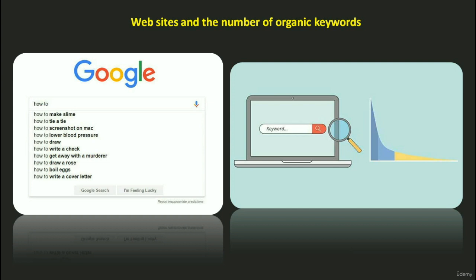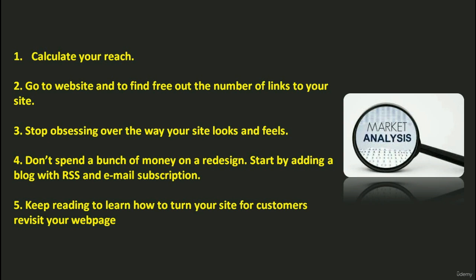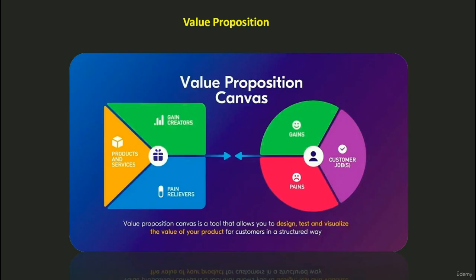So you want to make it as easy as possible for people who may be your prospective customers to find your company online. So what to do? Calculate your reach. Go to a website and find out for free the number of links to your site. Stop obsessing over the way your site looks and feels, and don't spend a bunch of money on a website redesign. Start adding a blog with RSS and email subscription. So keep reading to learn how to turn your website into one that customers revisit.